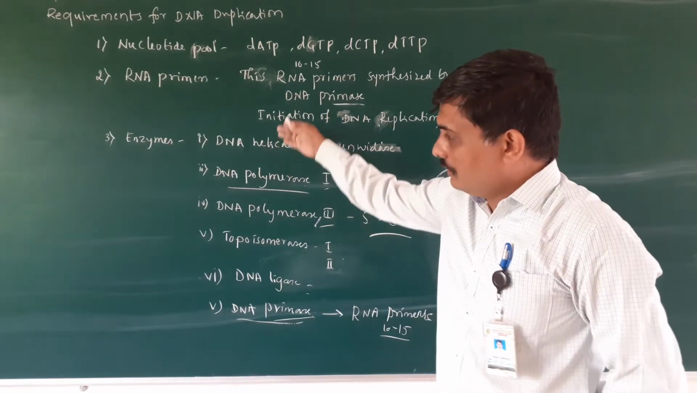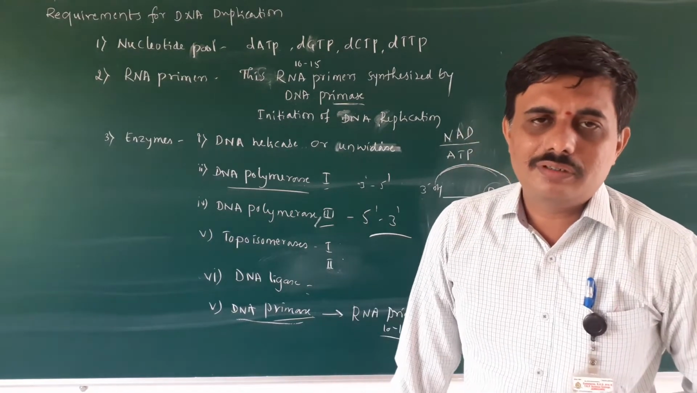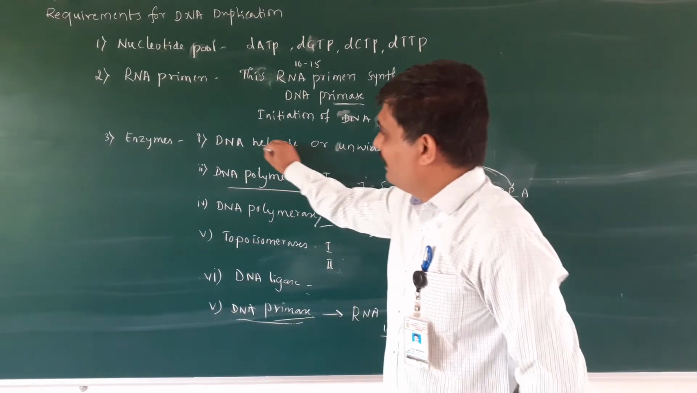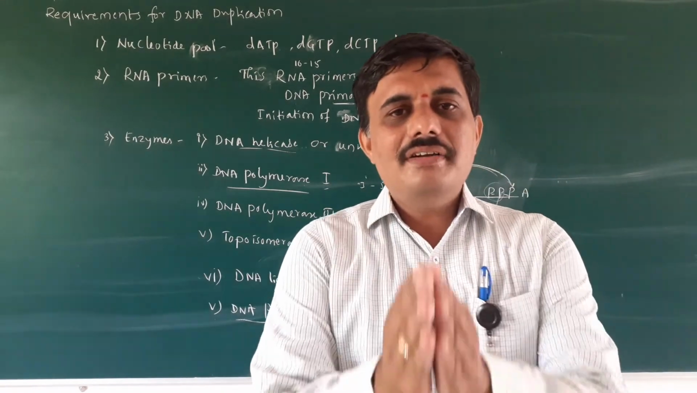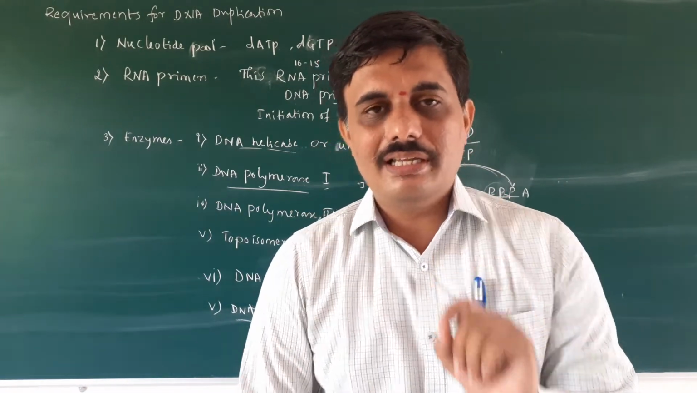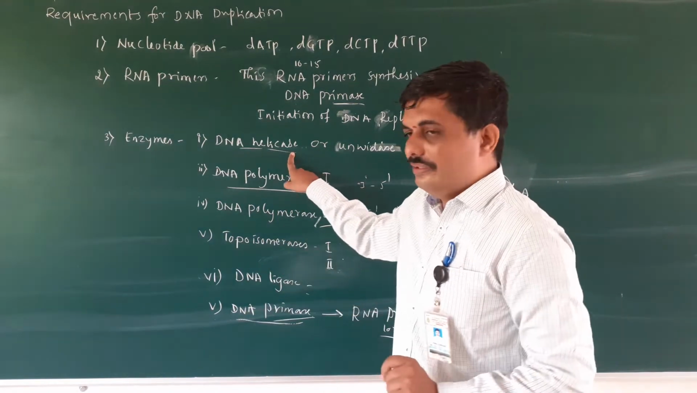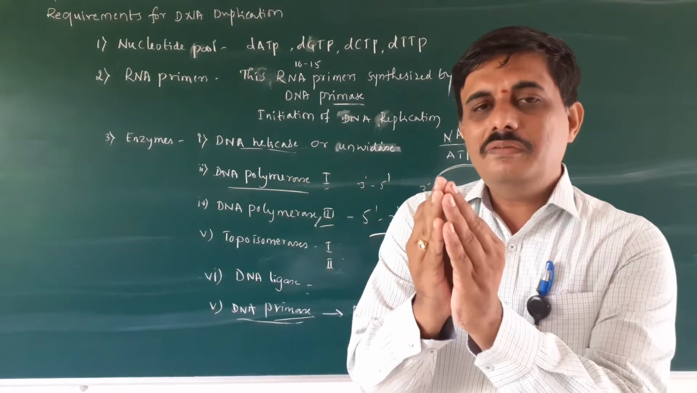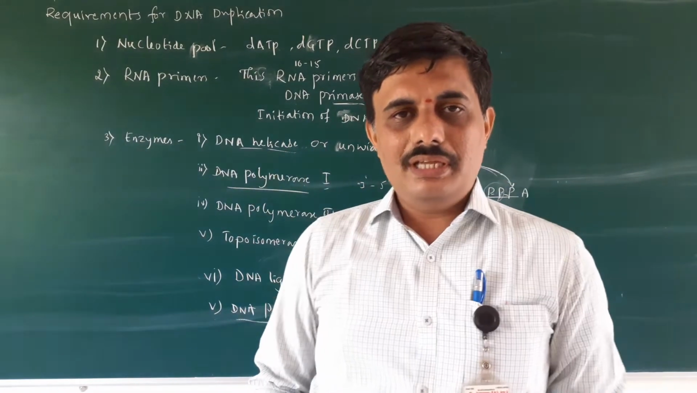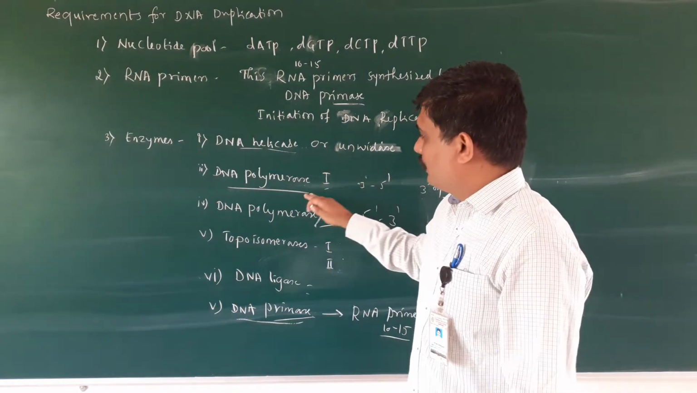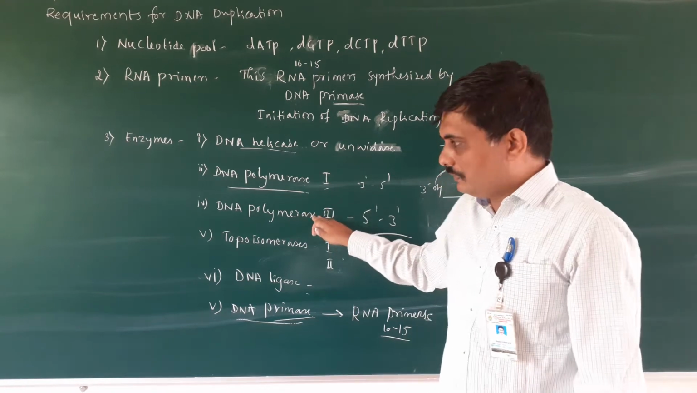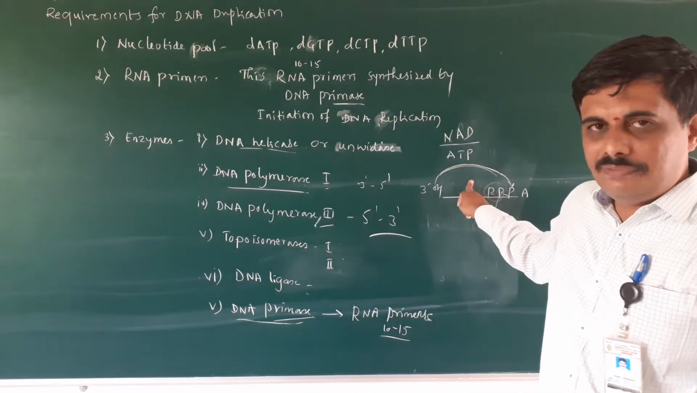Next, certain enzymes required for the DNA duplication are DNA helicase, or unwindase. It is involved in the unwinding of the two strands of DNA at the ori site during the duplication.